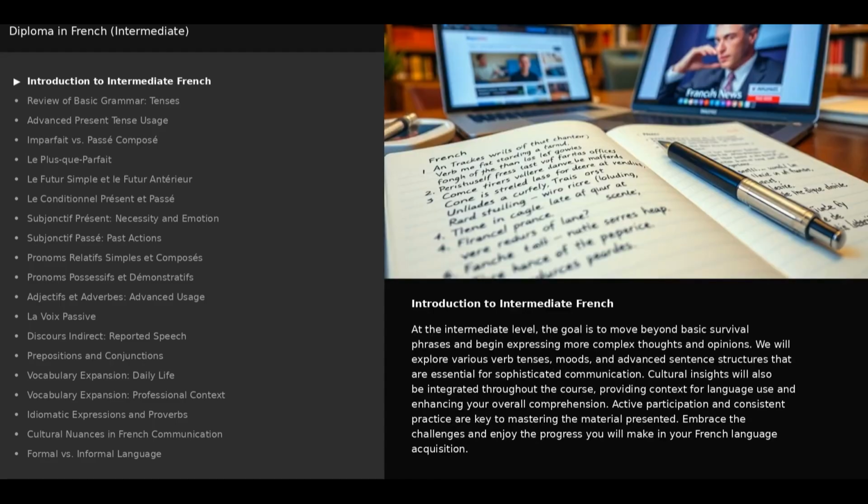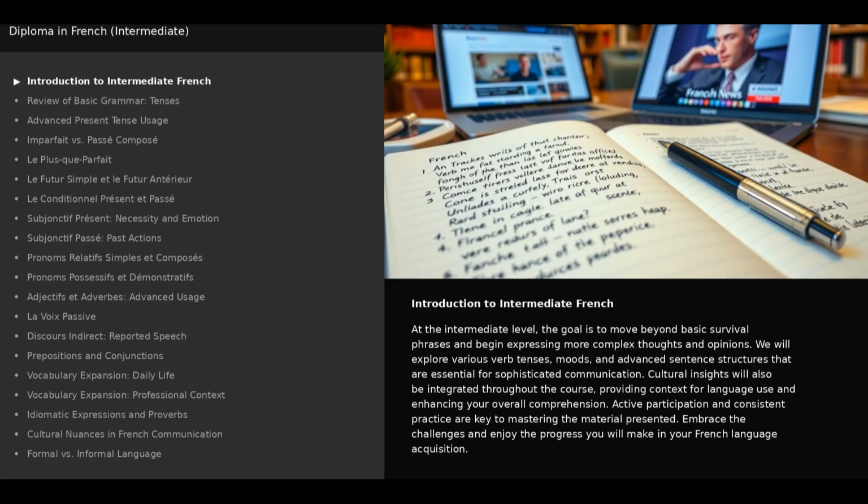At the intermediate level, the goal is to move beyond basic survival phrases and begin expressing more complex thoughts and opinions. We will explore various verb tenses, moods, and advanced sentence structures that are essential for sophisticated communication. Cultural insights will also be integrated throughout the course, providing context for language use and enhancing your overall comprehension.